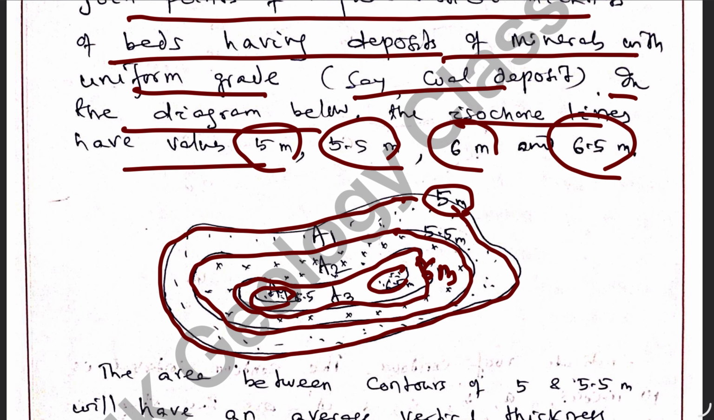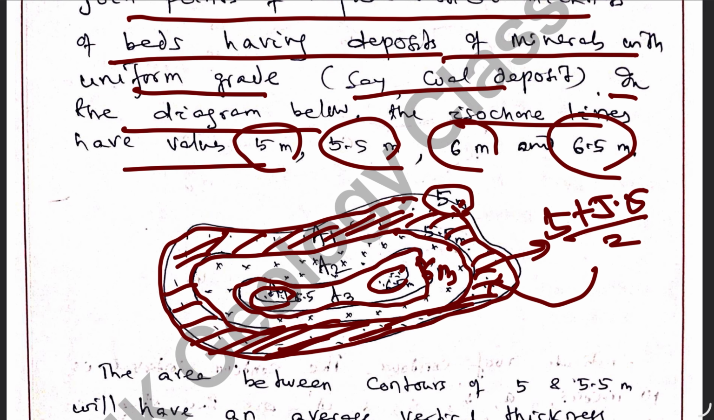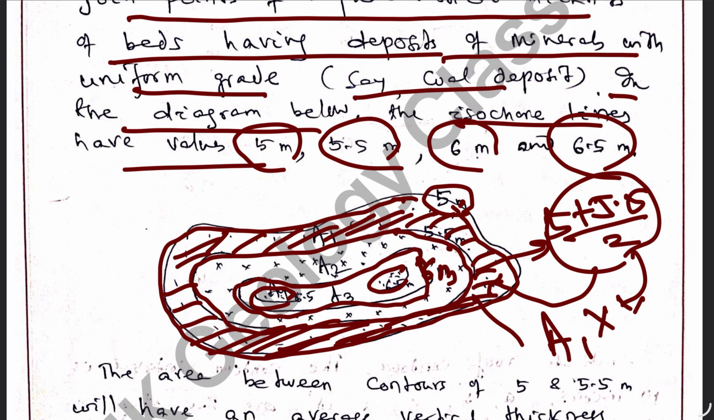So the outer bound is 5 meter, then 5.5 meter. So the average thickness is (5 plus 5.5) by 2, which is the average thickness for this area. This area is found out by using a planimeter, and this area, if it is A1, is multiplied with this thickness to give the volume for this block.